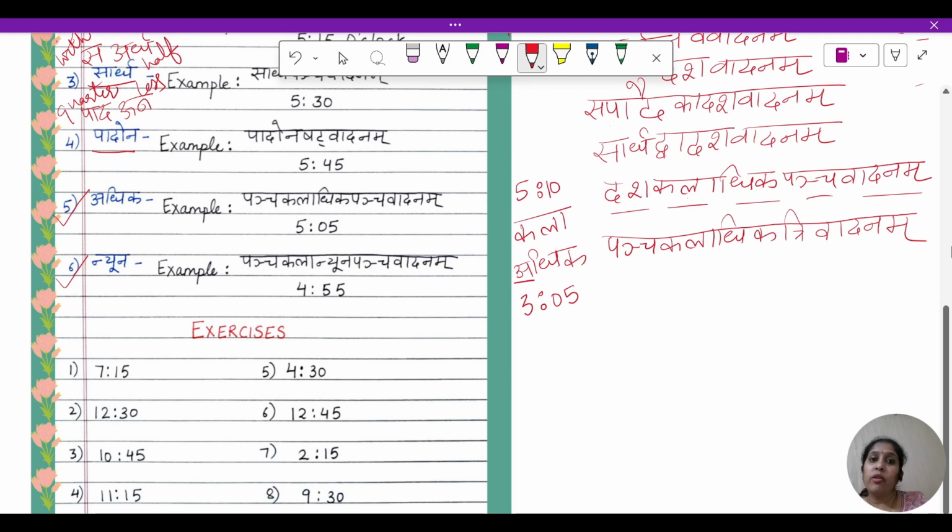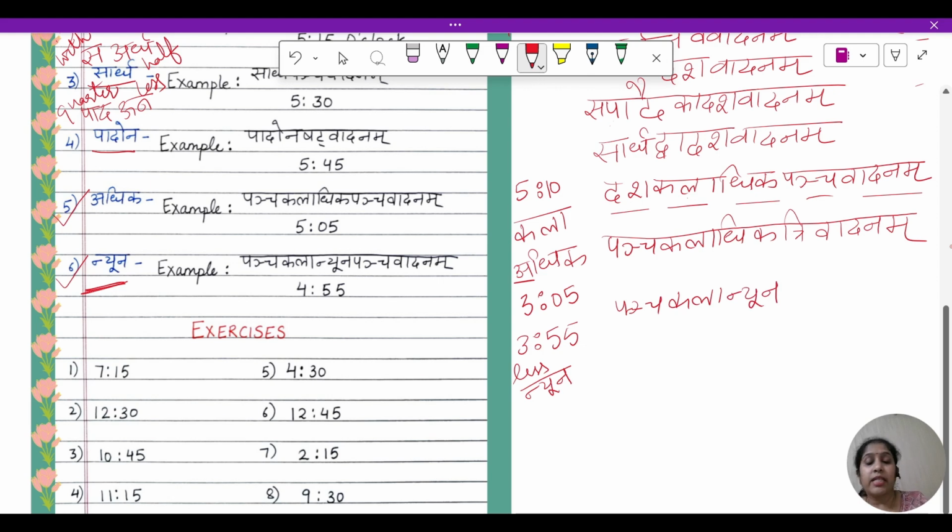Similarly, if you want to say less, suppose you want to say 3:55. So 3:55 is what? 5 minutes less. Same thing will be there: for minutes we'll be using kala, and for the number we'll be using the same thing. But for less we use the word noon. What do we use for the word less? Noon. So now we are saying 3:55, which means 5 minutes less. So panch, kala. Now we will be writing the word noon because we want to say less.